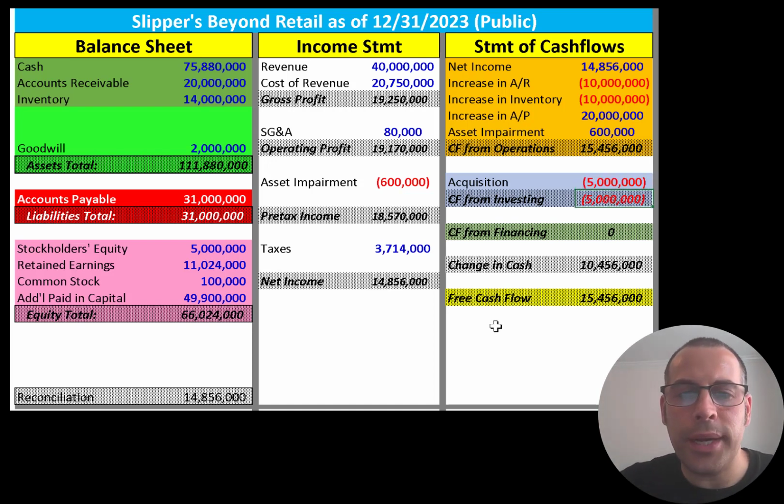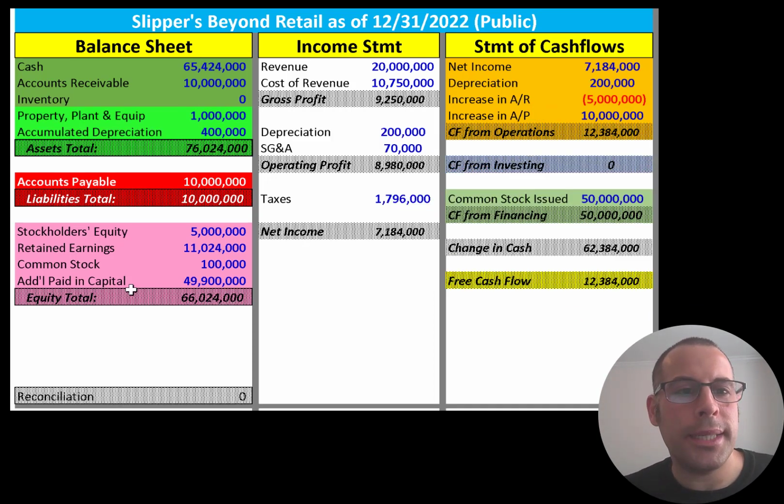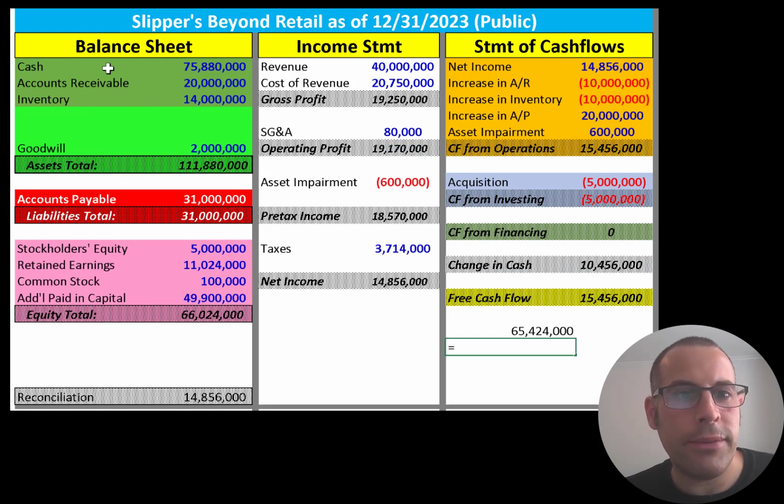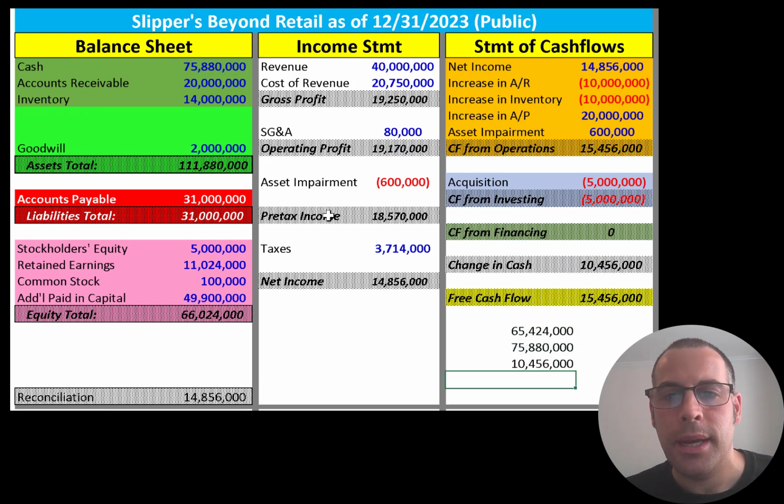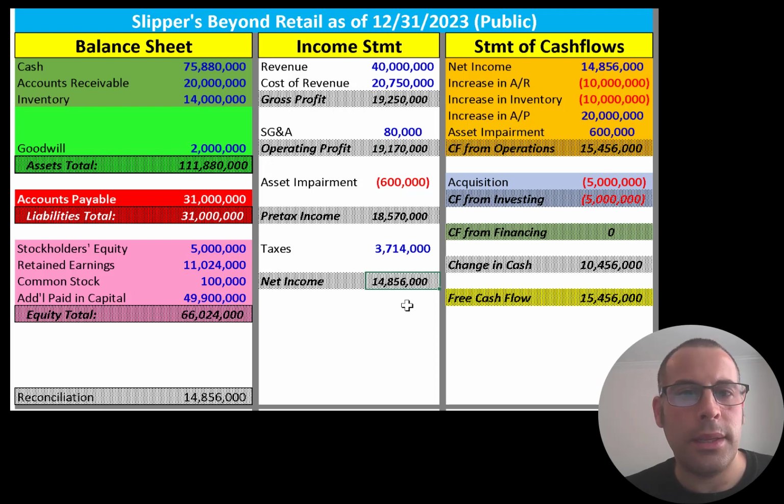Now let's see if our cash reconciles. So our cash balance at the end of 2022 was $65.4 million, and now it's $75.9 million. So our cash went up $10.456 million, and that's a change in cash. Let's also close out our income statement, transfer the $14.9 million to retained earnings, so our balance sheet balances. Now our balance sheet balances: assets equal liabilities plus equity. So this will be the balance sheet to start 2024, and everything will be zeroed out.